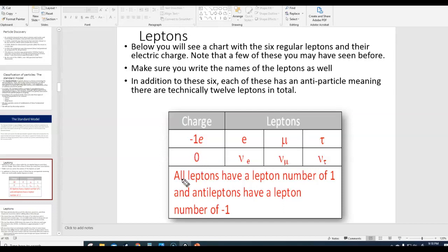Okay, so let me write out the names of these 6 leptons. We have the electron, by far the most common lepton in existence. We have, this is the Greek letter mu, this is the muon. We have this fancy looking T thing. This is called a tau particle. I guess you could also call it tauon if you wanted to, but I'm just going to call it tau. That's TAU.